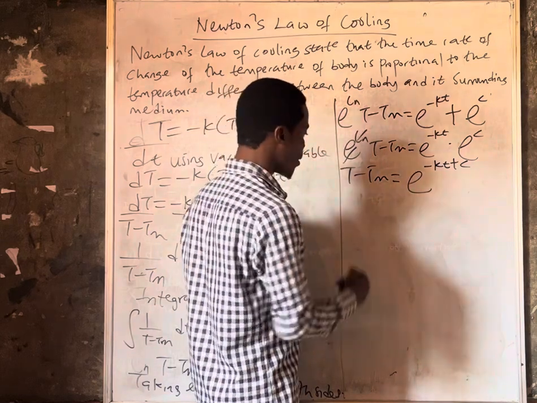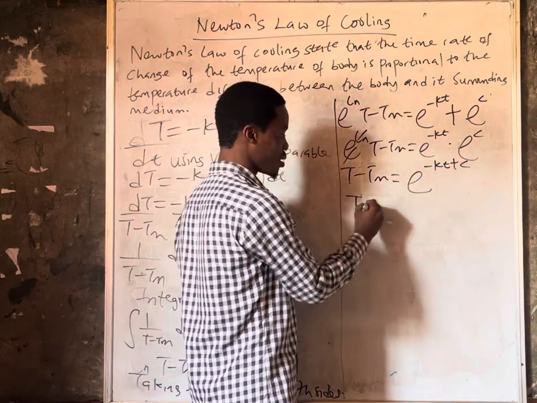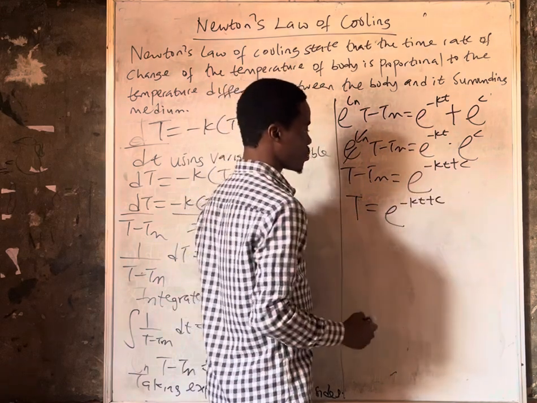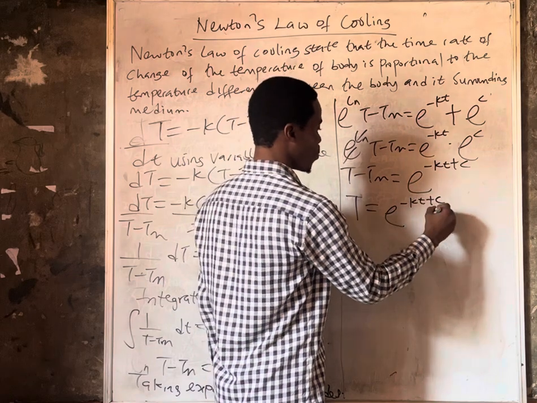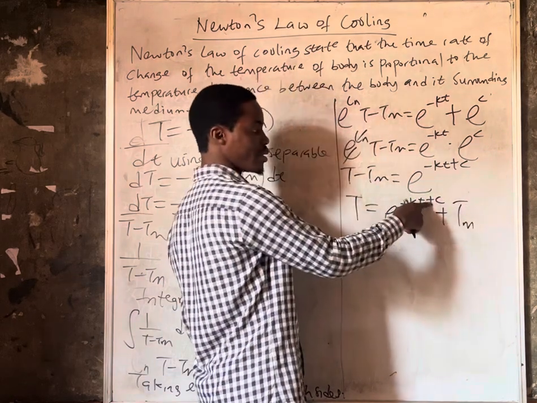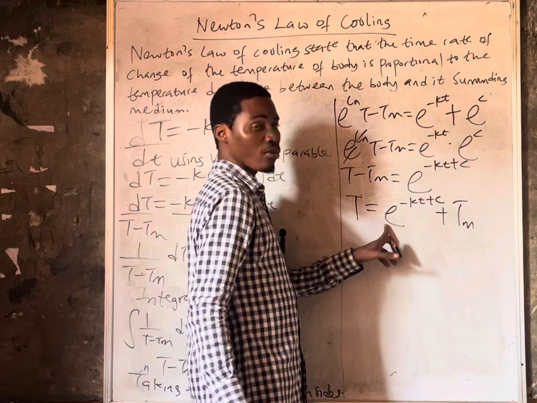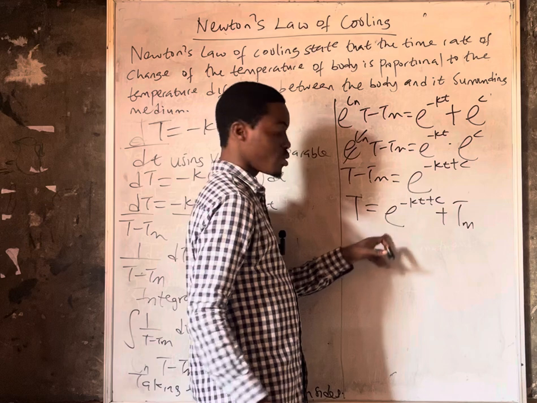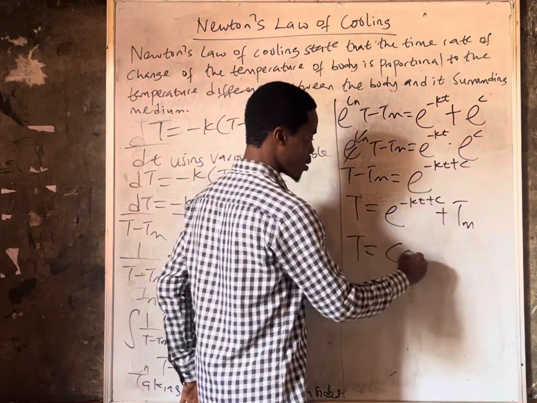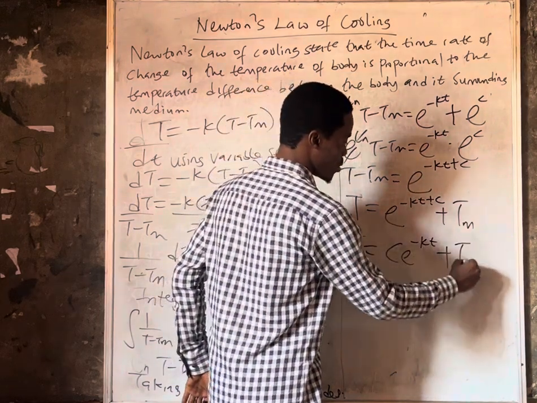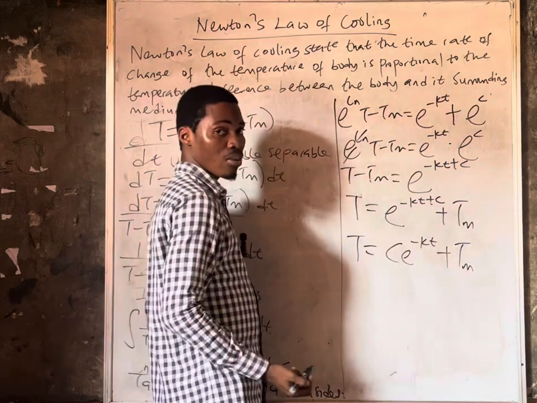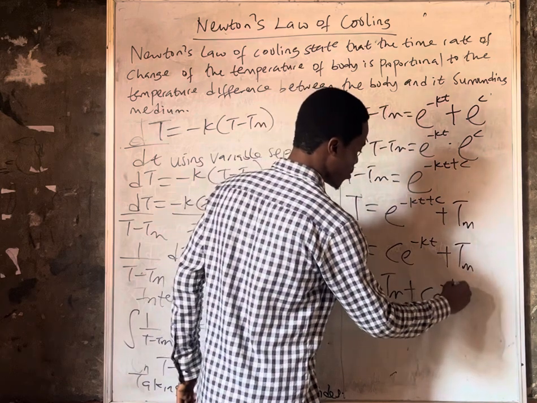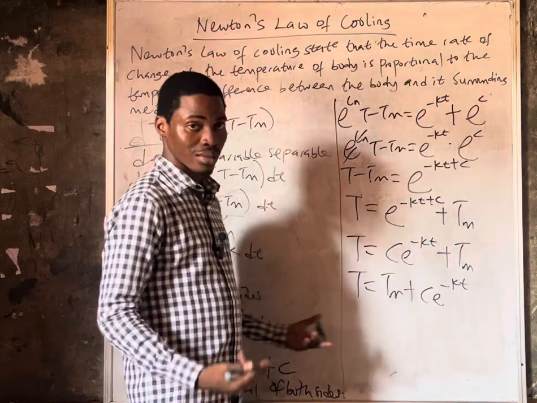So from here, you can make T the subject of the formula. Let's take this one to here. We have exponential of minus kt plus c, so it's equal to plus Tm. Whenever we have a constant like this, it has to come first before the exponential. So we now have T is equal to C exponential minus kt plus Tm. In this case, our Tm can come first as the surrounding medium. So we now have T is equal to Tm plus C exponential minus kt. Either this or this is also the same.